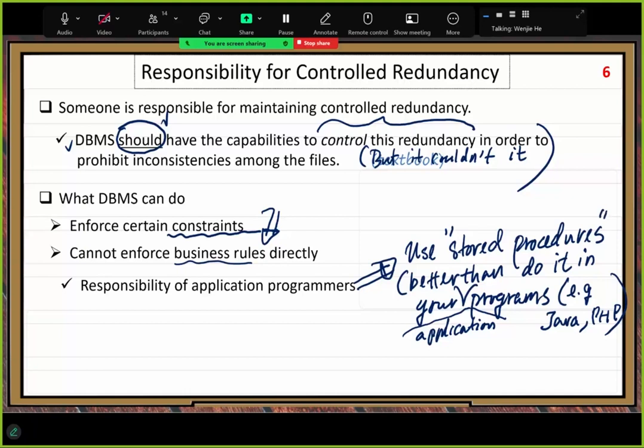Why is this better? Let me explain a little bit. The reason is very simple. If you use stored procedures to implement those complicated business rules, you only need to do it once. That means more efficient. You only need to write the code once. Then all other people can call the stored procedure to check those complex business rules.